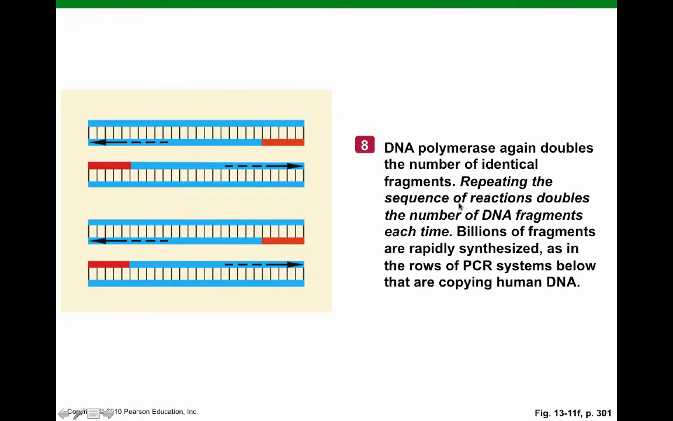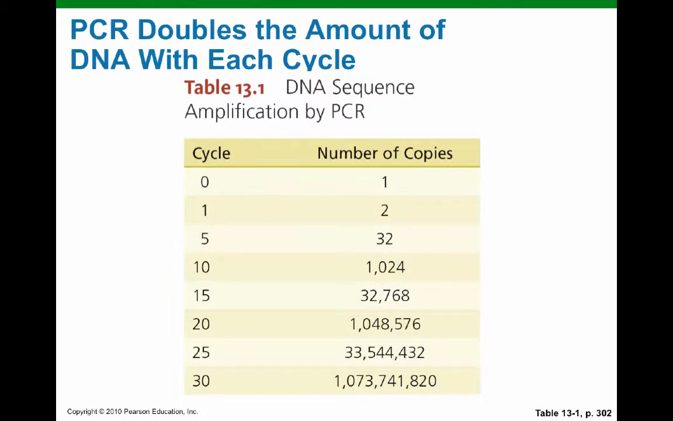And repeating the sequence of reactions will double the number of DNA fragments each time. So you end up with billions of fragments that are rapidly synthesized. If you check it out at cycle number 30, look at the number of copies that we have here. Usually this goes up to around 35 cycles, or around 68 billion copies of that one piece of DNA that is synthesized.